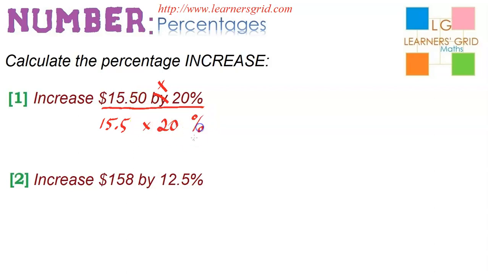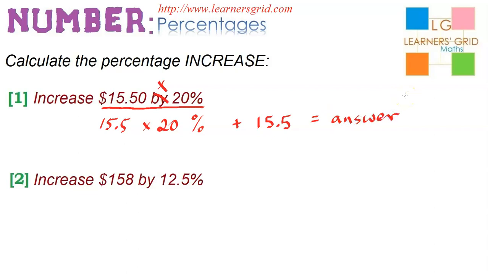and then we're going to hit the percent button, and that will give us 20% of 15.5, and then we're just going to add 15.5, the original amount, and that will give us our answer.